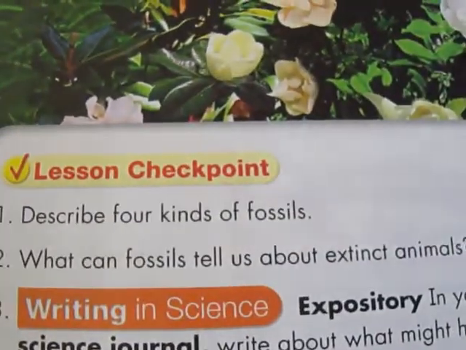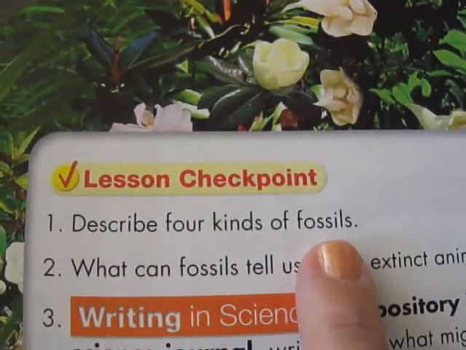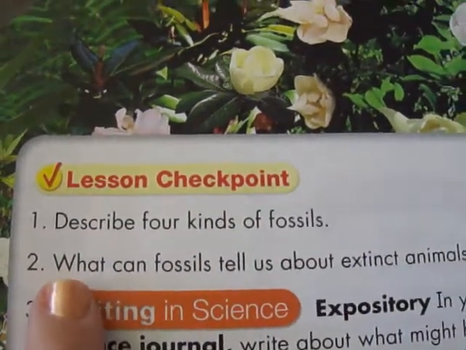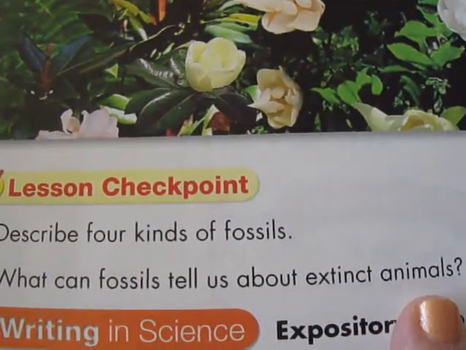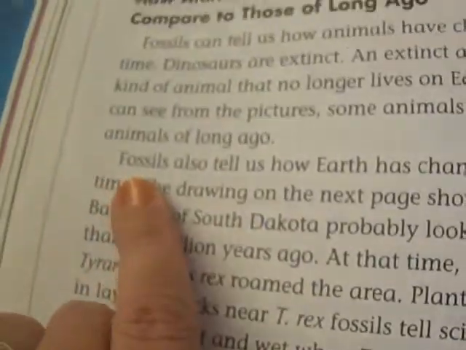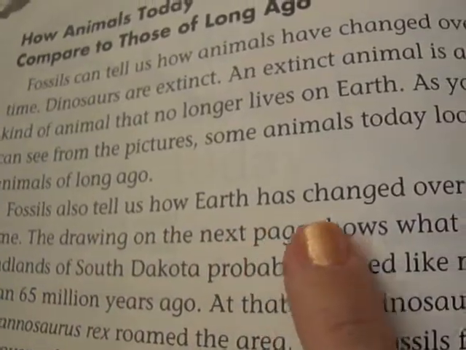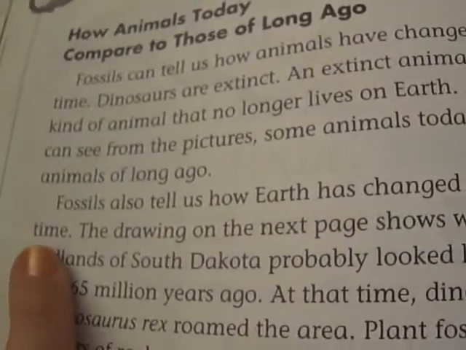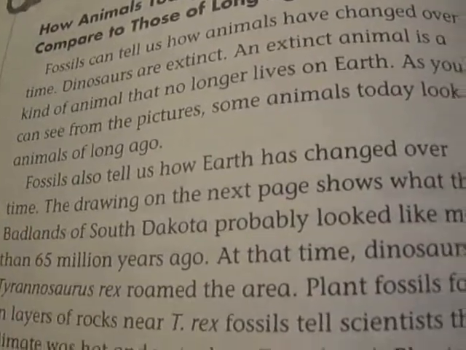And here's the checkpoint questions we'll talk about in class. Describe 4 kinds of fossils. What can fossils tell us about extinct animals? If I remember, this paragraph over here said, fossils also tell us how Earth has changed over time. So there it gives us a little clue to help us out when we talk about it tomorrow.